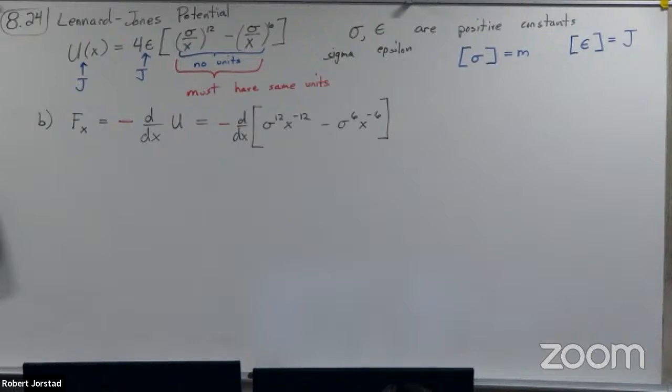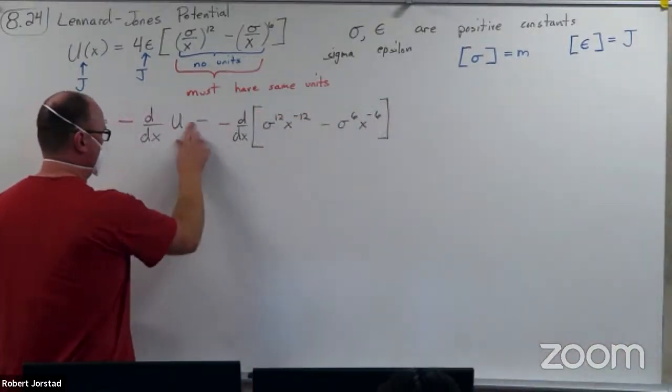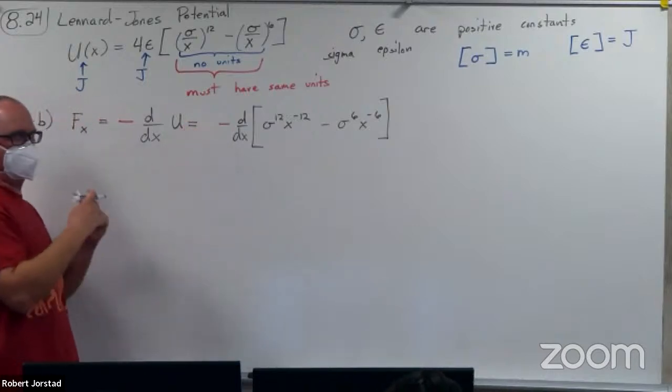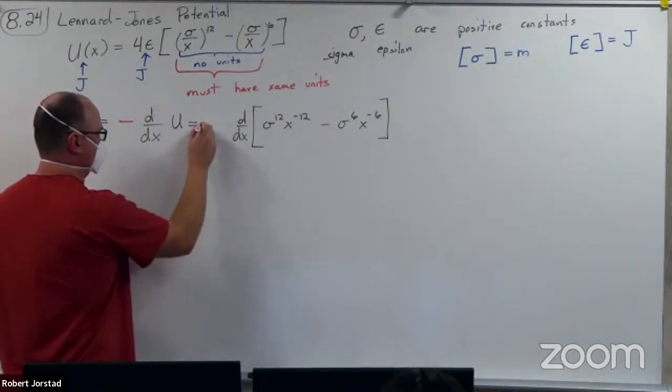Oh shoot, I forgot a 4 epsilon, didn't I? I'm a bad person. Do you see that? I forgot my 4 epsilon. I'll just stick it at the end. Or maybe I'll stick it out front. Oh, I see. See, I forgot my 4 epsilon. We would have caught that when we checked the units. So that's why you do that stupid stuff, right?